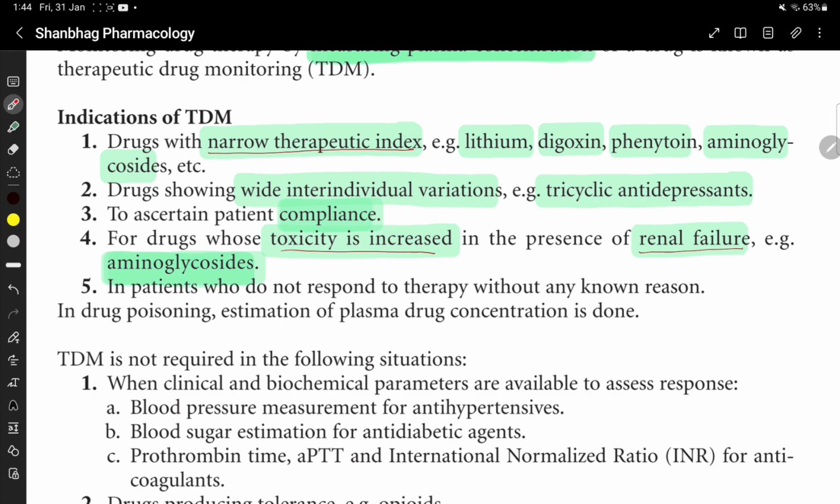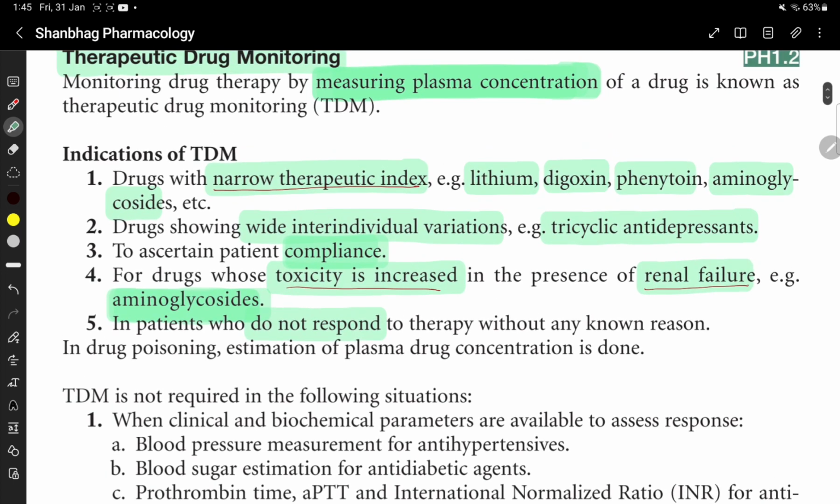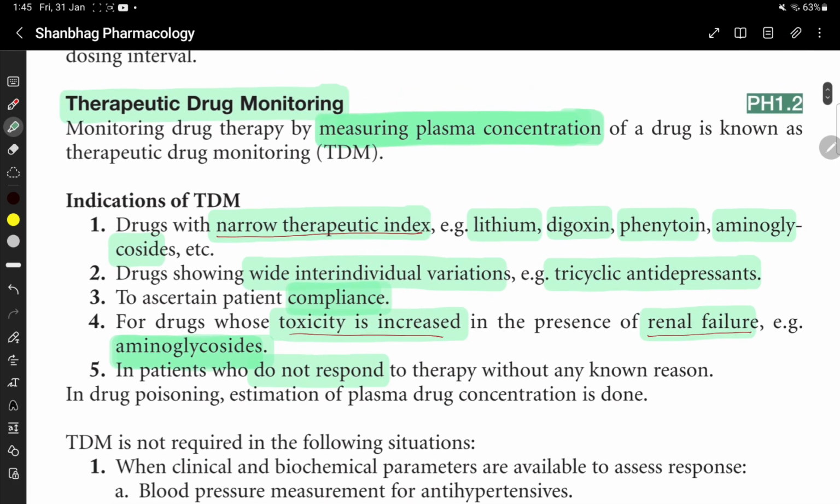In patients who do not respond to therapy without any known reason, therapeutic drug monitoring is done. In drug poisoning, estimation of plasma drug concentration is done. So, therapeutic drug monitoring is monitoring the drug therapy by measuring the plasma concentration of a drug.